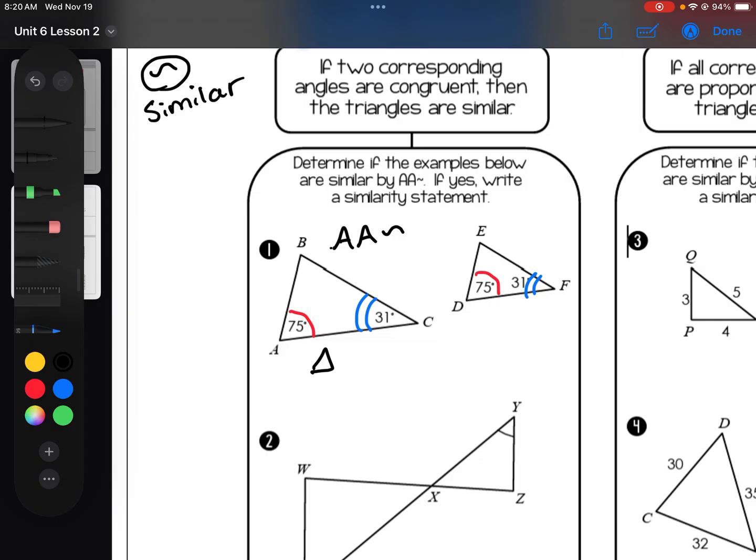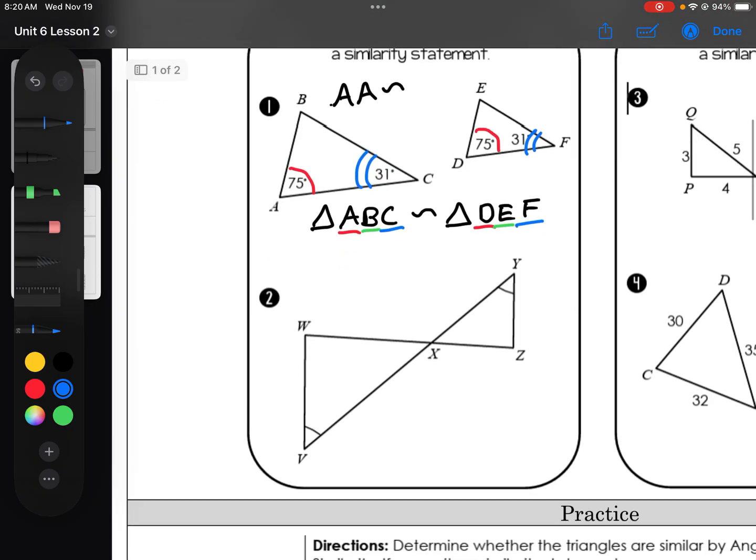So the similarity statement is still going to follow the correct sequence of ordering. So we're going to have triangle ABC is similar to triangle DEF. Remember the order matters on those. A would correspond with angle D, E would correspond with B, and obviously C would correspond with F. Keep that in mind. Pause the video, see if you can figure out this one. I'm going to go ahead and go over it now.